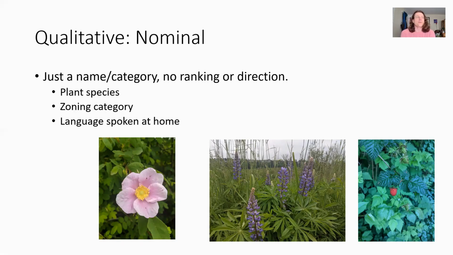To elaborate a bit, nominal data is a type of qualitative data. And so it's just a name or a category. There's no ranking or order or direction. So some good examples might be plant species. It doesn't matter whether it's a wild rose or lupine or a salmonberry. They're different types of plants, so they are different categories. But one plant is not inherently more or less than, or any better or worse than another. They're just different, distinct categories.